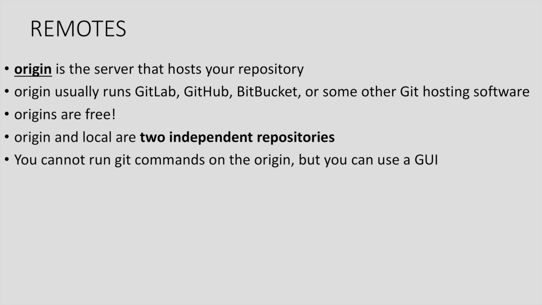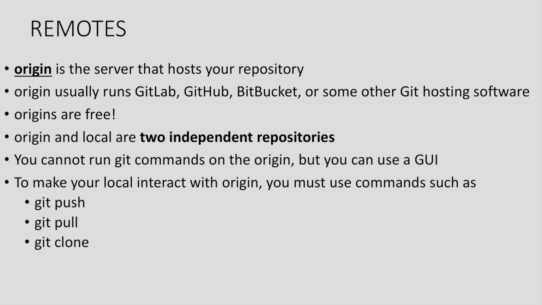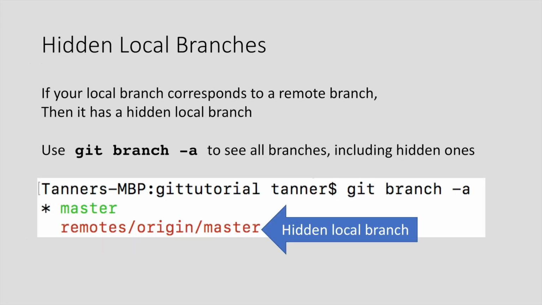To make your local interact with Origin, you must use commands such as git push, git pull, and git clone. Hidden local branches: if your local branch corresponds to a remote branch, then there's a hidden local branch on your local. You can use git branch -a to see all branches, including hidden ones. This image shows that master also has a hidden branch called remotes/origin/master. That is a hidden local branch.